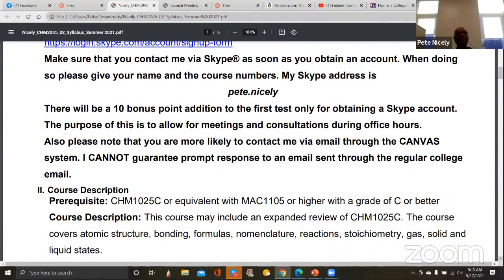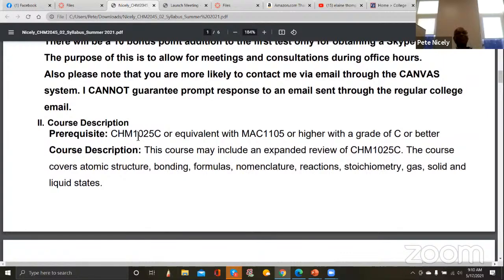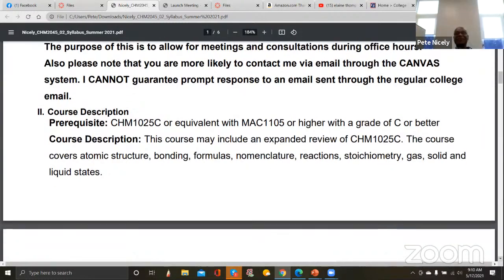Okay, course description. The prerequisite for this course is introductory chemistry or equivalent, which would be high school chemistry, with MAC 1105 with a grade of C or better. The course description: this will include an expanded review of the introductory chemistry course, and will cover topics such as atomic structure, bonding, formulas, nomenclature, reactions, stoichiometry, and gas, solid, and liquid states, all right?